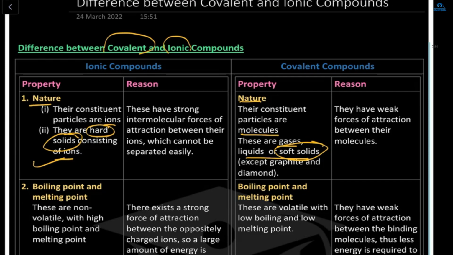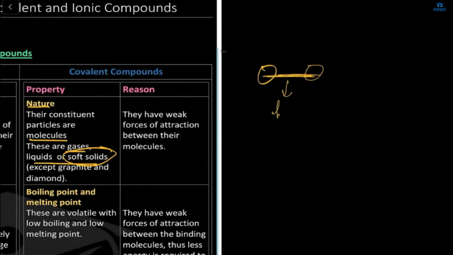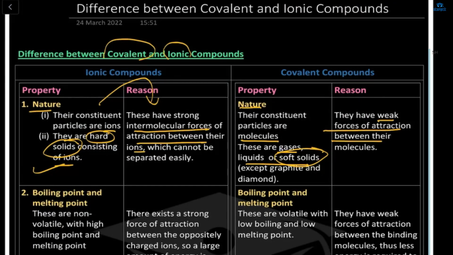Now, what is the reason behind this? Why is this hard and why is this soft? The reason is that ionic compounds have strong forces of attraction between their ions. That's why these are hard solids. And what about the reason for covalent compounds? They have weak intermolecular forces of attraction between their molecules. That's why these are soft solids.